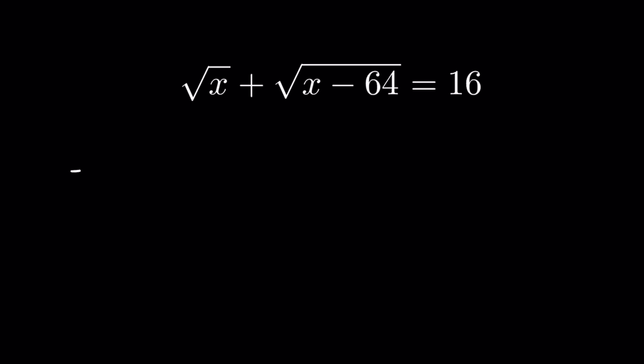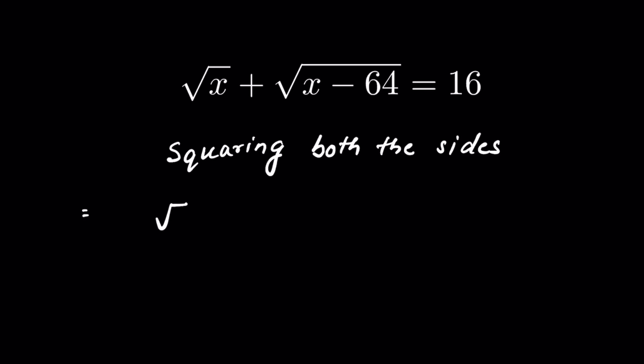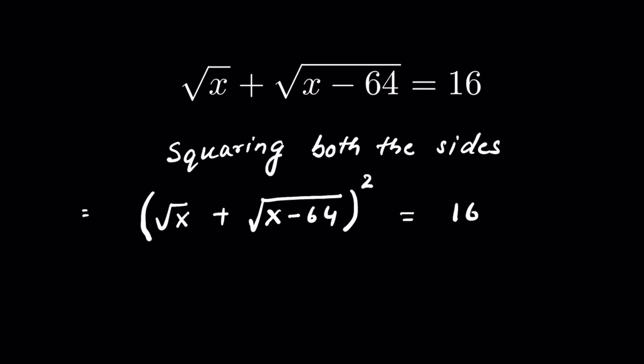In the left hand side we have square roots. To remove the square root, what we can do is we can square both the sides. So, squaring both the sides, this will be square root of x plus square root of x minus 64, then whole square is equal to 16 square.